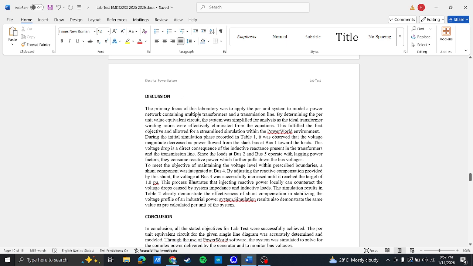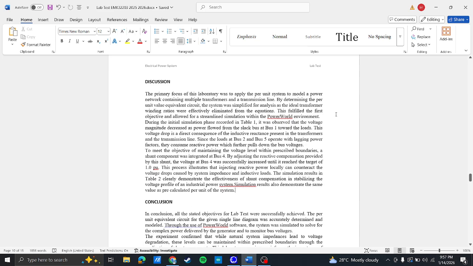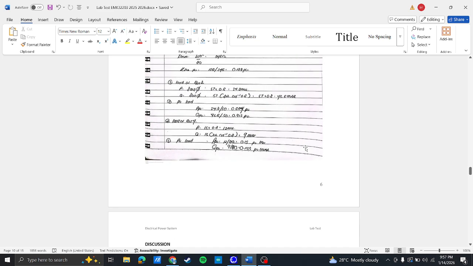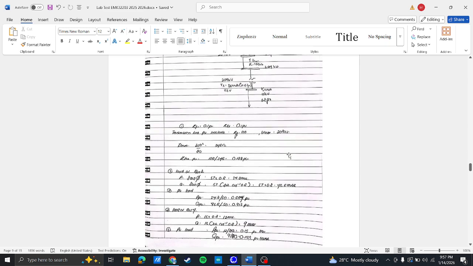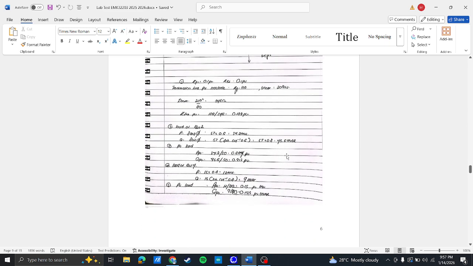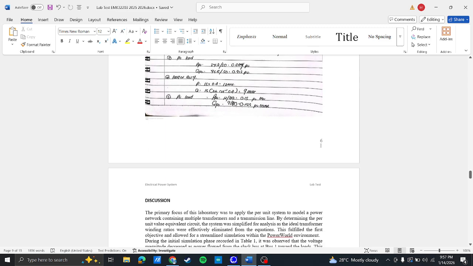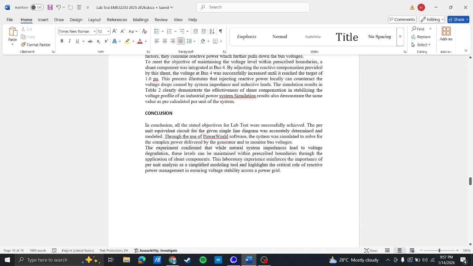So for the discussion, the primary focus of this laboratory was to apply the per unit system to model a power network containing multiple transformers and transmission lines. From the simulation result and also the pre-calculation, we obtain the same result, meaning the calculation has been done correctly and the circuit is also theoretically correct. In conclusion, all the stated objectives for this lab test were successfully achieved.